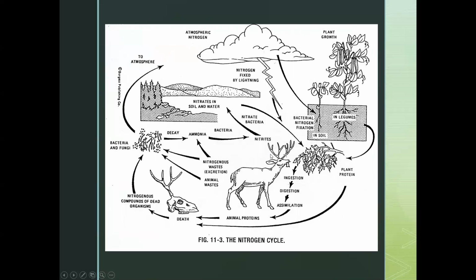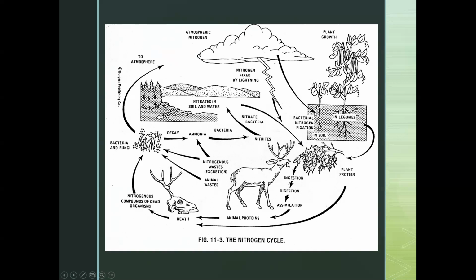The only other one we're going to talk about is the nitrogen cycle. The atmosphere is full of nitrogen. 78% of the atmosphere is nitrogen. However, it is in the form of N2, which is just two nitrogen atoms bonded together. And that is not a form of nitrogen that most living things can use. So nitrogen has to be fixed. So lightning can fix it and send it into the ground.